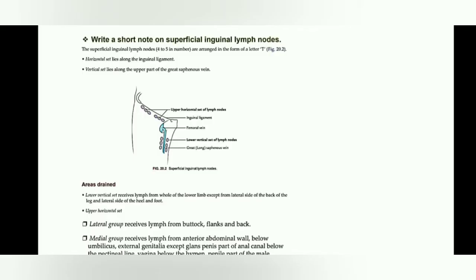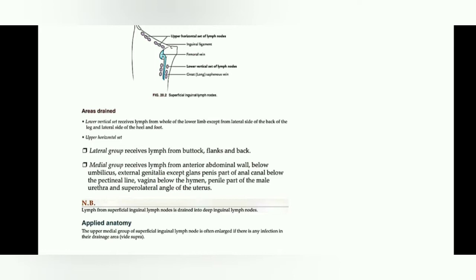So to write a good answer, you have to be very careful. So we'll start with the first question, that is, write a short note on superficial inguinal lymph node. It is arranged in the form of letter T. It has a horizontal set of lymph nodes and a vertical set of lymph nodes. The horizontal set is also divided into lateral and medial. So what are the areas drained by these?